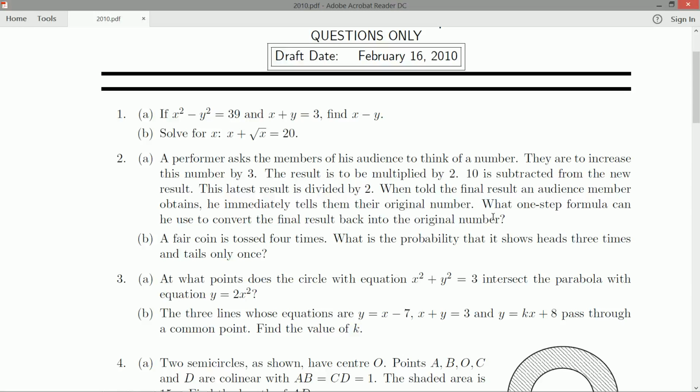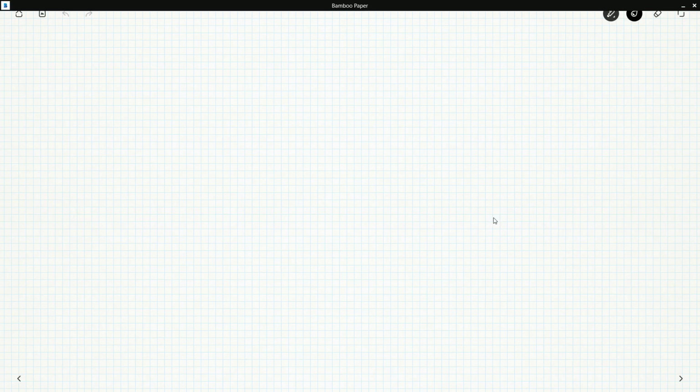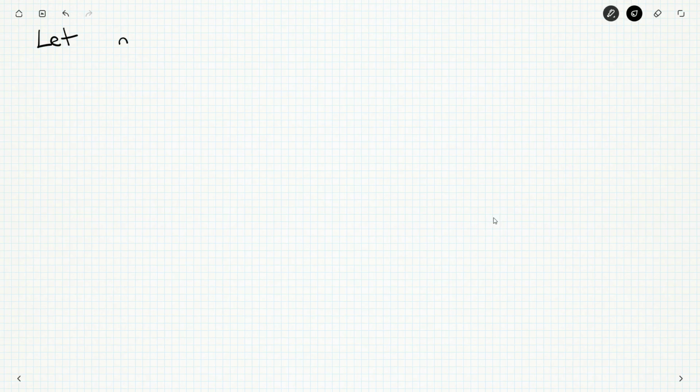Interesting. Alright, so let's leave these particulars of the audience's number out of it by saying something like let n be the chosen number. So we're going to carry out those same calculations but with n in there, and then at the end we'll get something like n plus 1, and so the formula he could use to figure out n is just take the number that they told him at the end, and subtract 1, that sort of thing. So first step, we add 3.